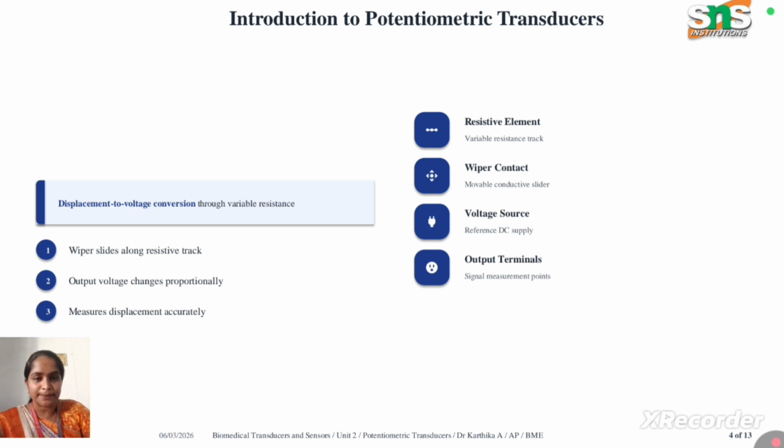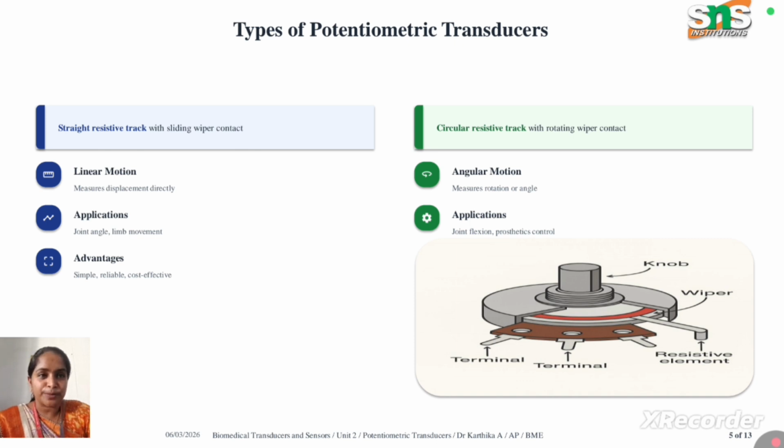That is our concept. See the types of potentiometric transducers. We have linear motion and angular motion. Linear motion measures displacement directly, with a straight resistive track and sliding wiper contact. Angular motion has a circular resistive track with a rotating wiper contact. See the diagram. Angular motion measures rotation or angle. Applications for linear motion are joint angle and limb movement. For angular motion, the applications involve joint flexion and prosthetics control. The advantages are that they are simple, reliable and cost effective.